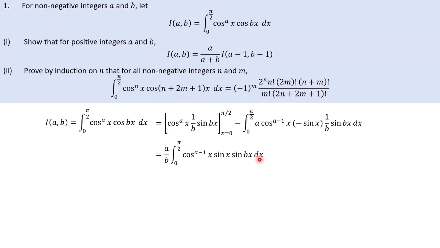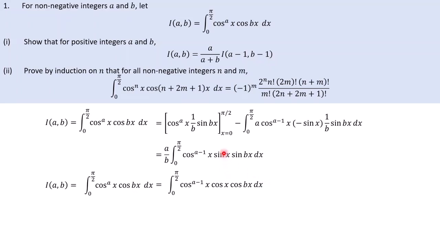But then we realized that actually there is another way to get cosine a minus 1 directly from here. So what we do is we realize that actually we can pull out a copy of cosine x, and then we are just left with cosine a minus 1. So what I mean is specifically pull out a copy of cosine x, so cosine a minus 1 x, then cosine x, cosine bx.